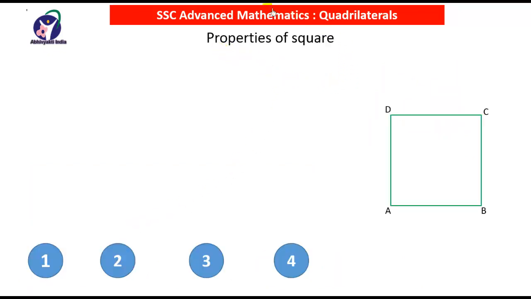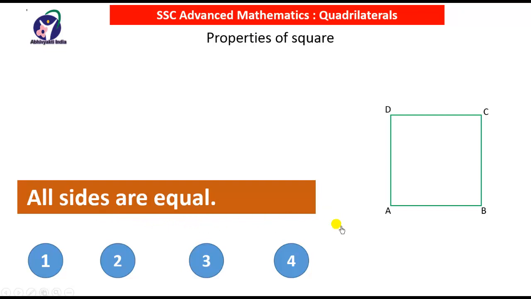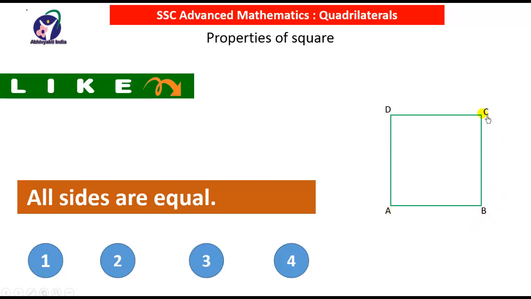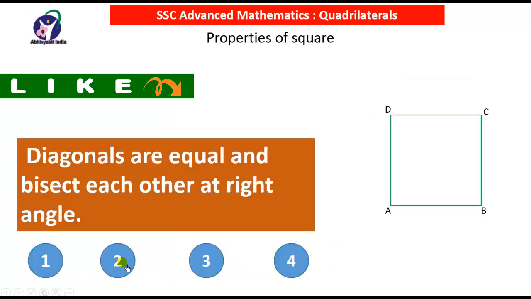Now let us see the properties of a square. Here is the first property, all sides are equal. Just like rhombus, the square has all its sides equal, that is AB is equal to BC is equal to CD is equal to AD. Now the second property is diagonals are equal and bisect each other at right angle. The diagonals AC and the diagonal BD are always equal. In square, the diagonals are equal, but in rhombus, the diagonals are not equal and they bisect each other at right angles. Just these diagonals AC and BD, they bisect each other at right angle.